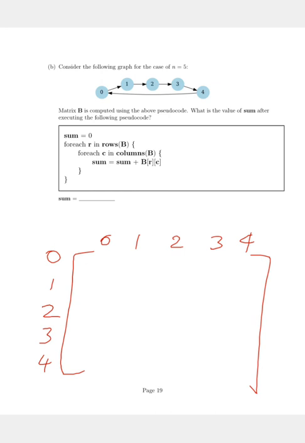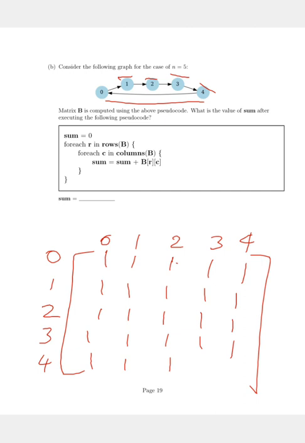So if I wanted to go from station 0 back to 0, it is possible. I can go to 1, then 2, then 3, then 4, and then back to 0. So that means it's possible. Then if I want to go from station 0 to 1, also possible. 0 to 2, 3, 4. So you can see that I can go from any station to any other station in this particular case. So all elements in this case are 1.